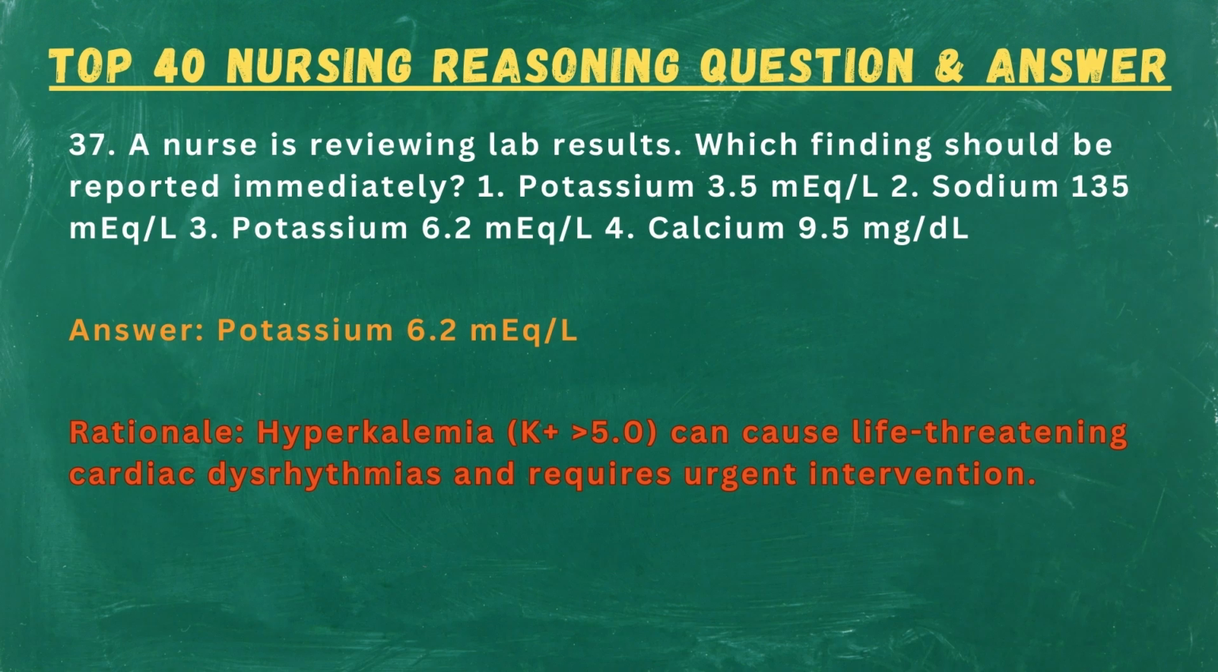37. A nurse is reviewing lab results. Which findings should be reported immediately? 1. Potassium 3.5 milliequivalent/L. 2. Sodium 135 milliequivalent/L. 3. Potassium 6.2 milliequivalent/L. 4. Calcium 9.5 milligrams per deciliter. Answer. Potassium 6.2 milliequivalent/L. Rationale. Hyperkalemia, K plus greater than 5.0, can cause life-threatening cardiac dysrhythmias and requires urgent intervention.